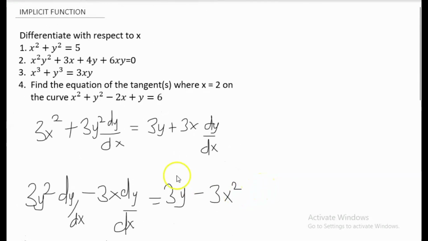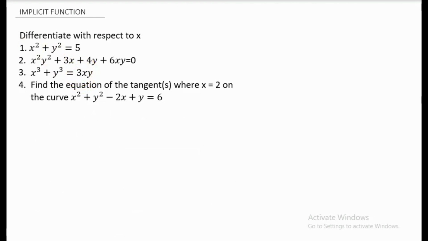All right, so let's go over to the final question, number 4, and we would be done with this video. Okay, so let's go over to the last question. So it says find the equation of the tangent where x is equal to 2 on the curve x squared plus y squared minus 2x plus y equals to 6.